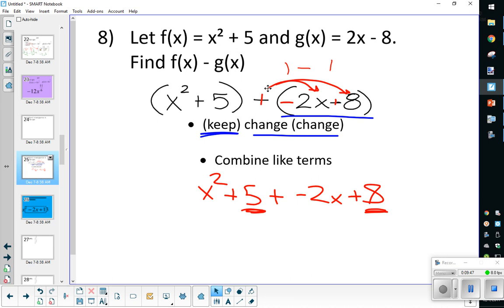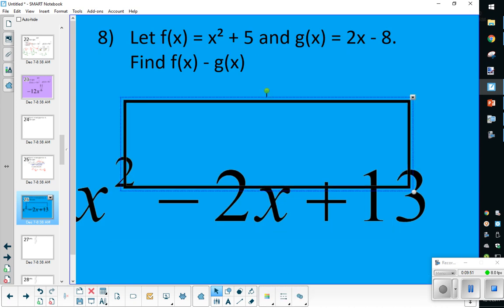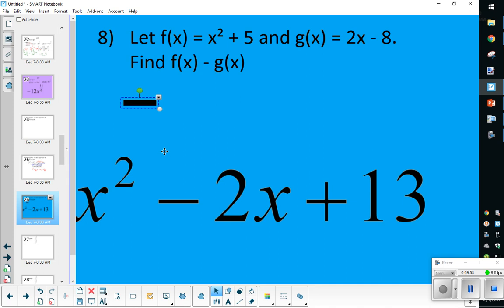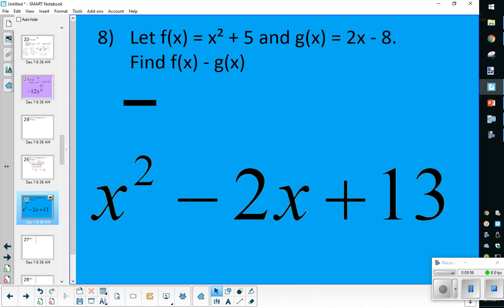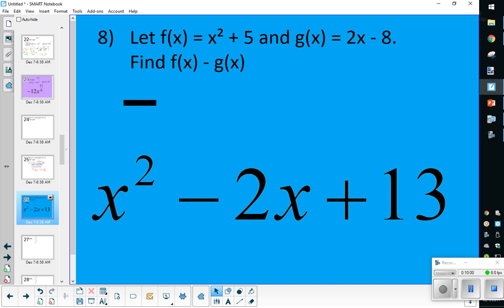And so her final answer is going to look like this. X squared minus 2x plus 13. All she could do was combine the 5 and the 8. Everything else stayed the same. That's our final answer there. Questions on anything on that one? Pretty straightforward. Remember, when you're subtracting, put the second part in parentheses.